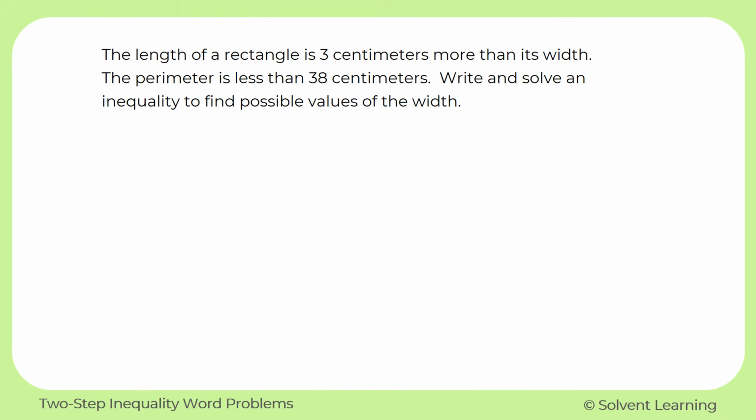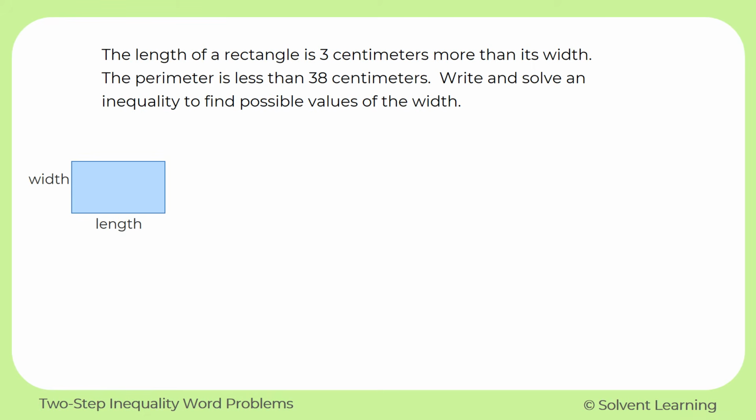Let's look at one more example. The length of a rectangle is 3 centimeters more than its width. The perimeter is less than 38 centimeters. Write and solve an inequality to find possible values of the width. We have a rectangle with information about the length, the width, and the perimeter. To help us picture what's going on, let's draw a rectangle and label one side as the width and the other direction as the length.